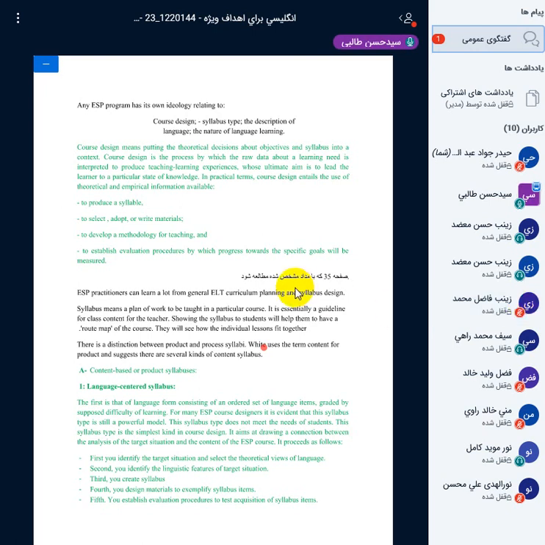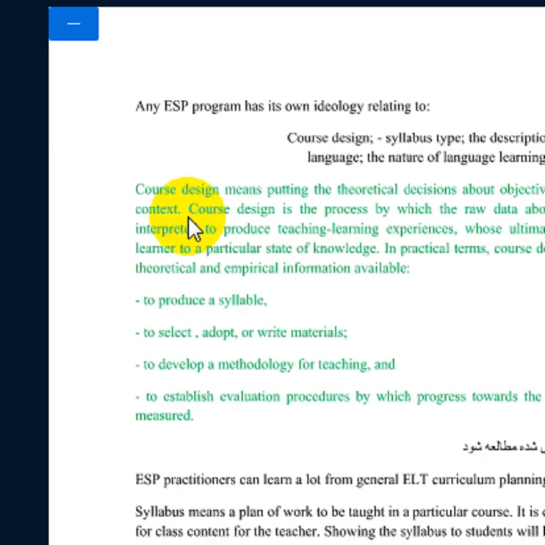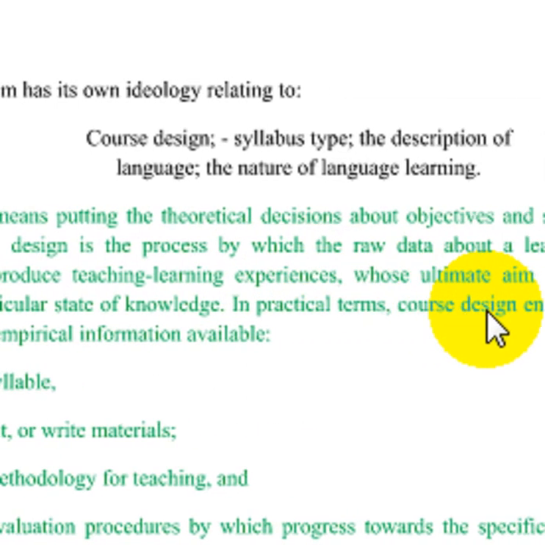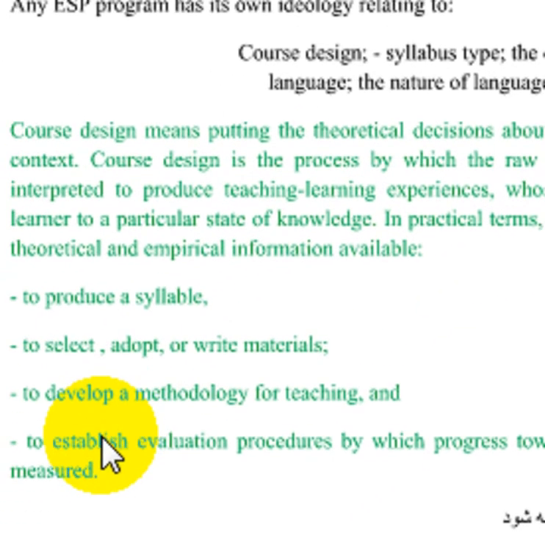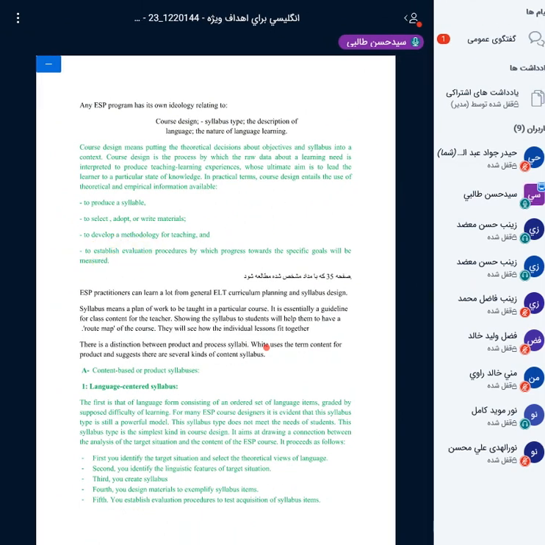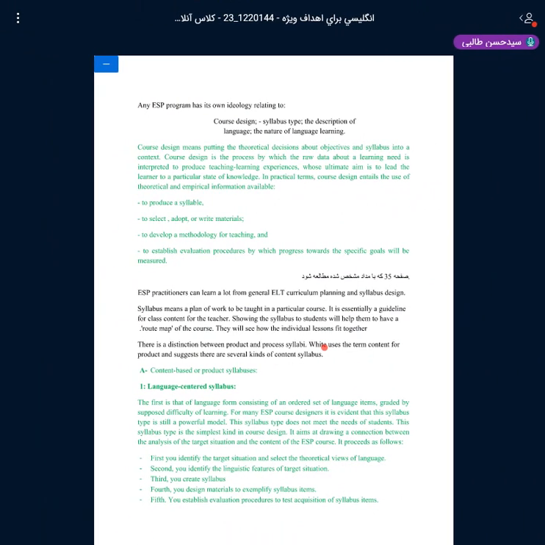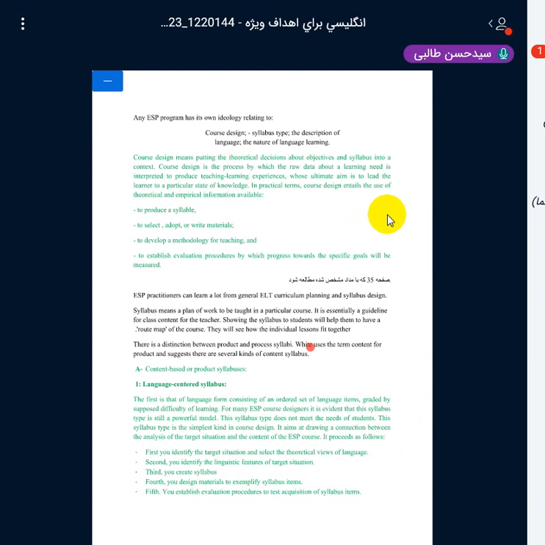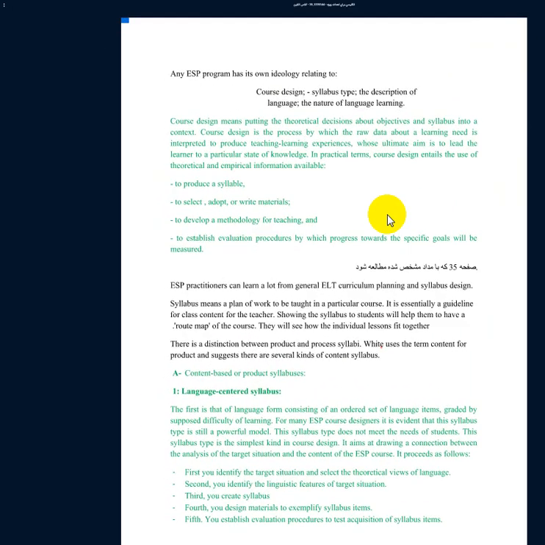Well, course design means putting the theoretical decisions about objectives and syllabus into a context. You remember that we started from needs analysis, and we said we collected some data about the needs of the students, and we said there are different types of needs. Considering that it is the first step, needs analysis. After that, we have to analyze our data and actually design the course.